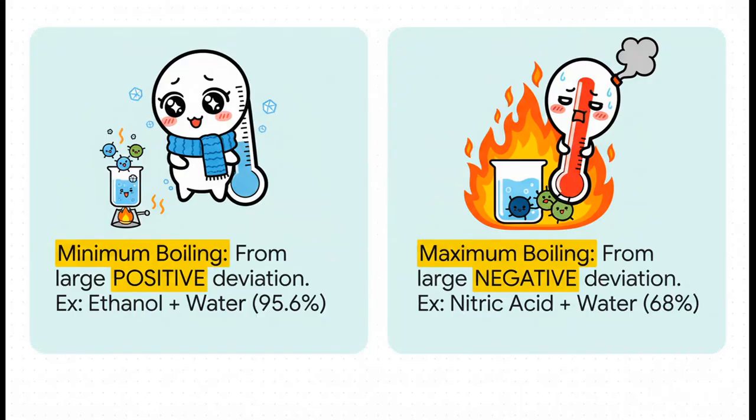And this ties right back to what we were just talking about. Solutions with a really large positive deviation, like our ethanol and water example, form what's called a minimum boiling azeotrope. That means the mixture actually boils at a temperature lower than either of the pure liquids. And on the other side, solutions with a large negative deviation form a maximum boiling azeotrope, which boils at a temperature higher than either component.